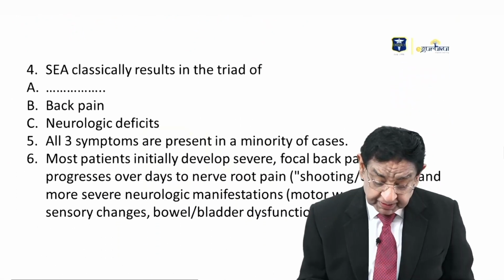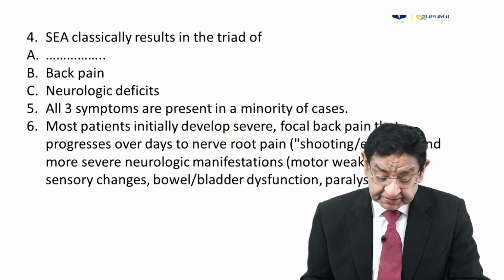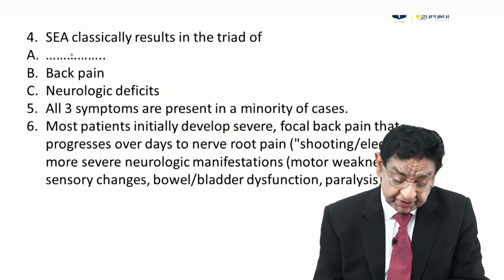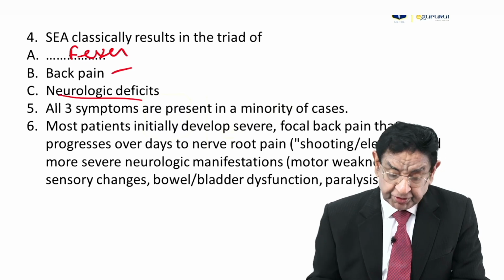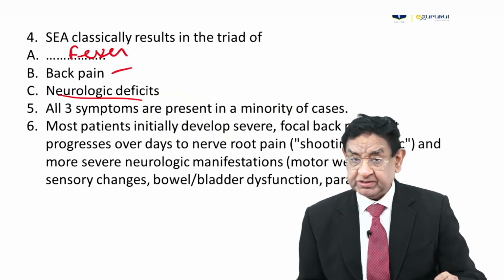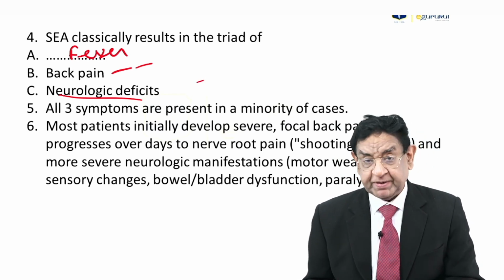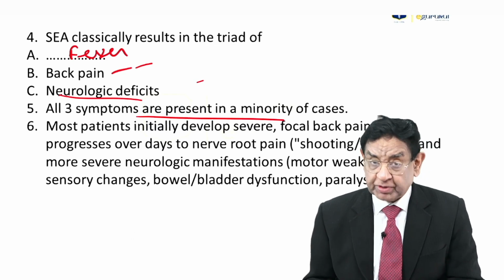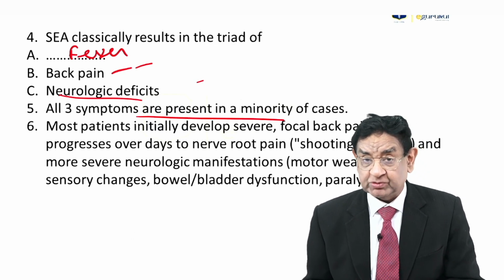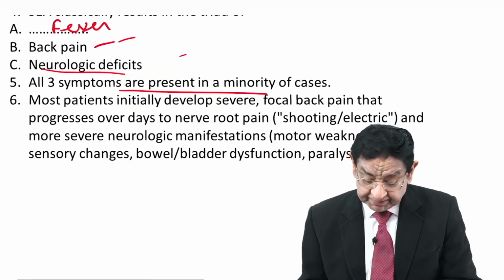When we talk about spinal epidural abscess, it classically results in a triad of fever, back pain and neurological deficit. Like in this case, all three are there. Fever is there, back pain and paraplegia is there. But all these symptoms together may not be there in all cases, only in a minority of the cases. But in our case, all these features are there.